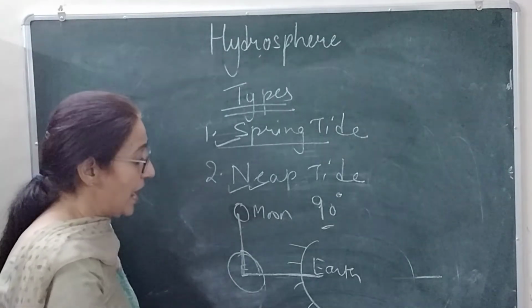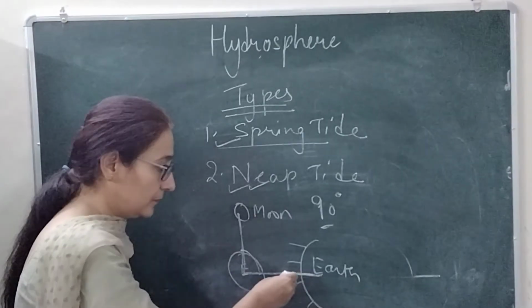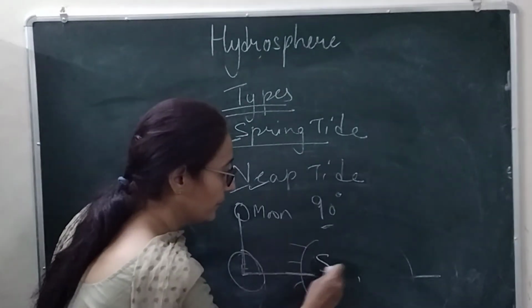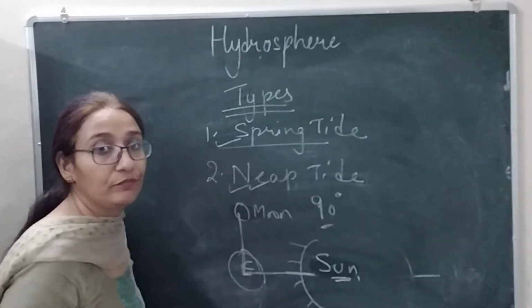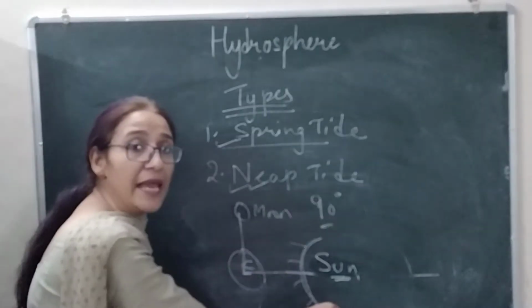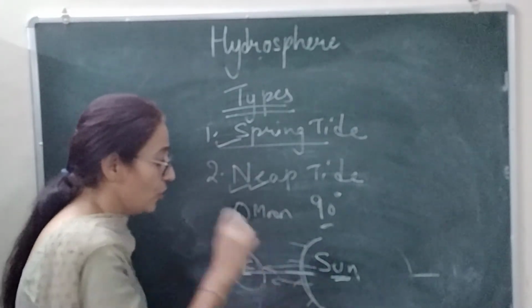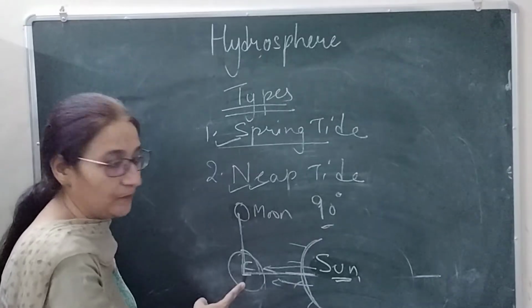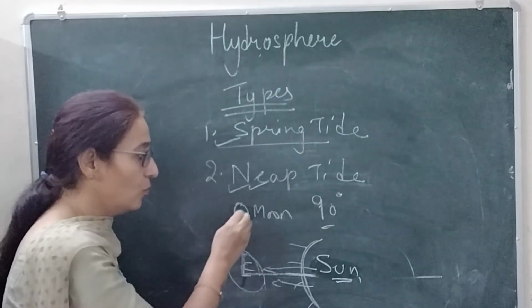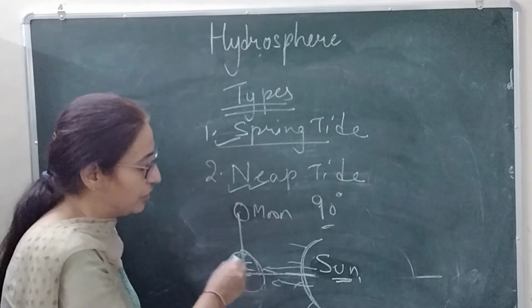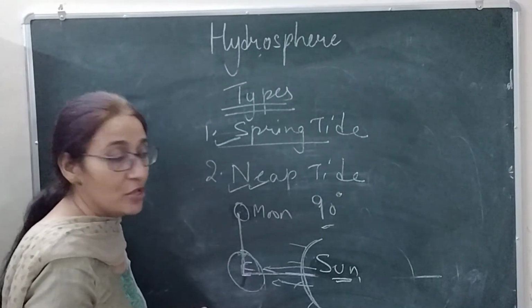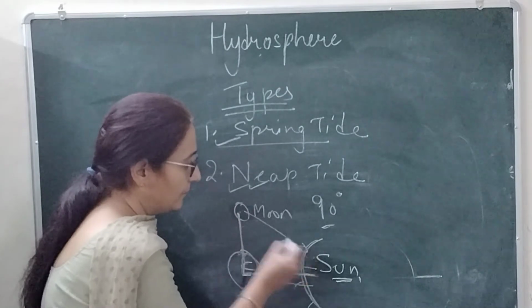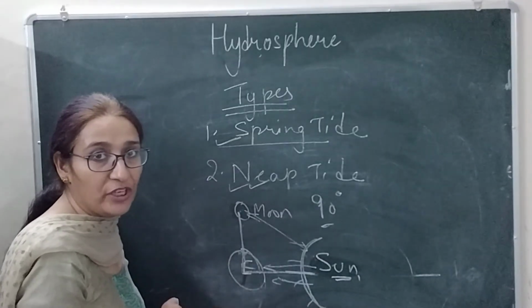Why? As we know, this is the Sun here, Sun, Earth, Moon. As we know, the Sun is bigger in size, so the Sun exerts more gravitational force on the Earth. On this side, the Moon is near to the Earth, so the Moon also exerts gravitational force on the Earth. The Moon and Sun are also in opposite directions.